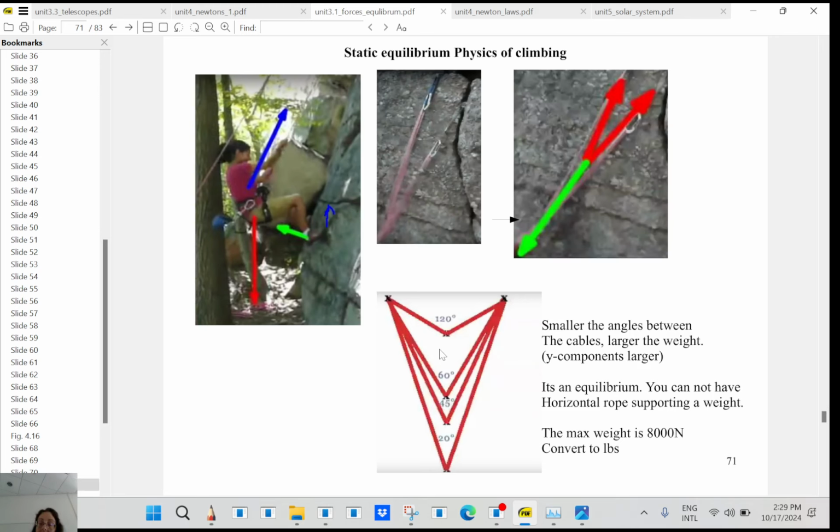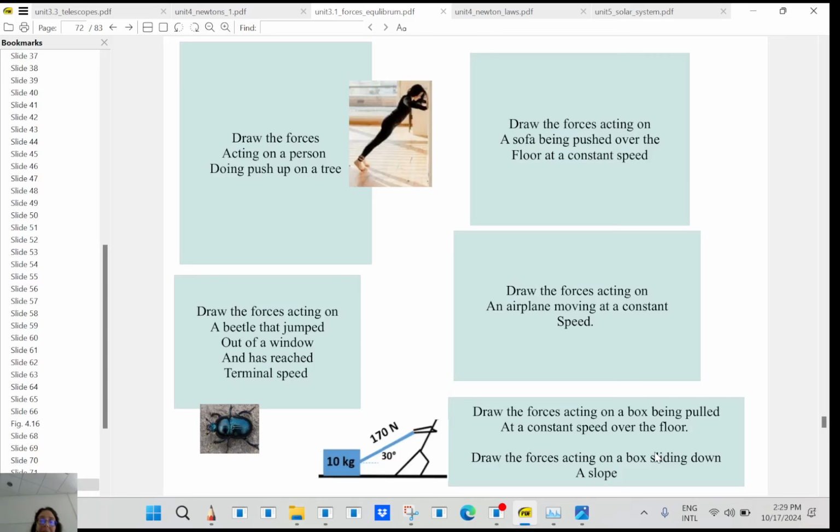So anyway, if you go rock climbing, you check what's the maximum weight, right? You want to be careful with that.